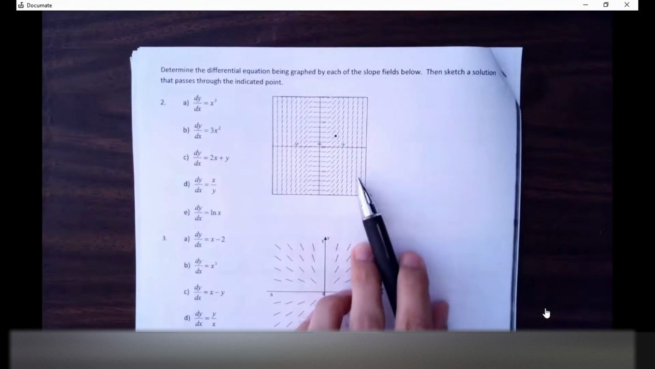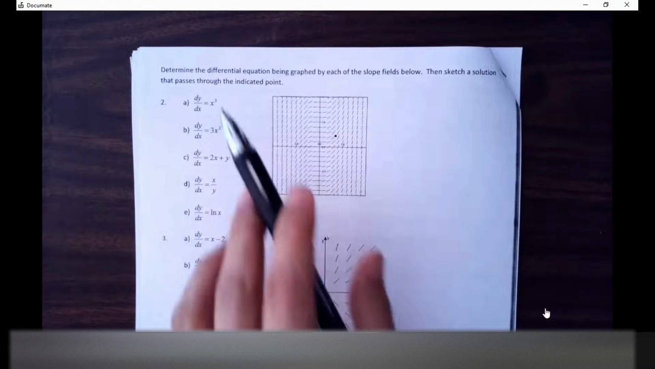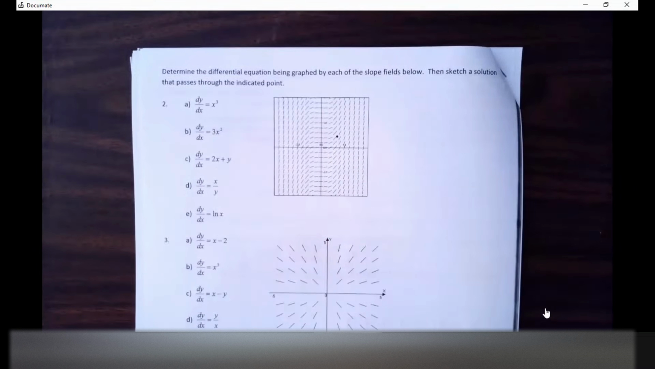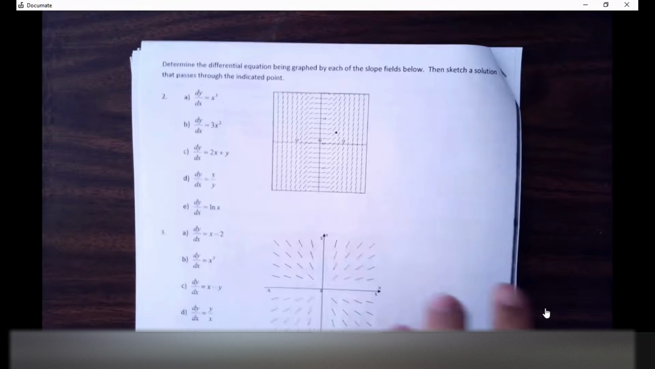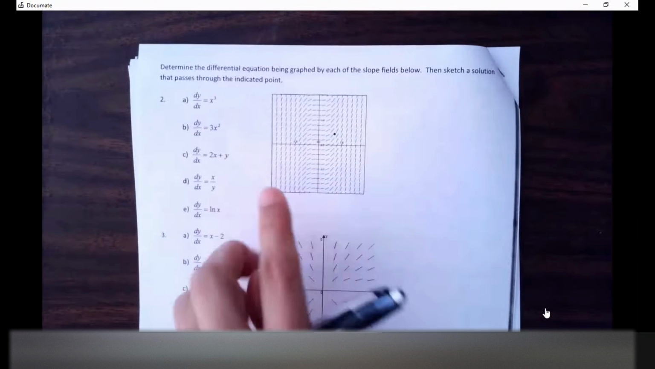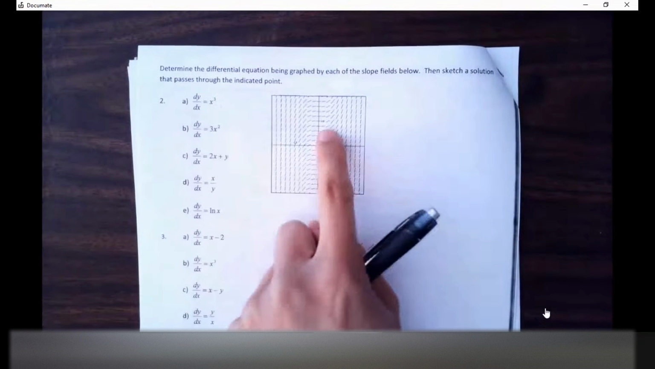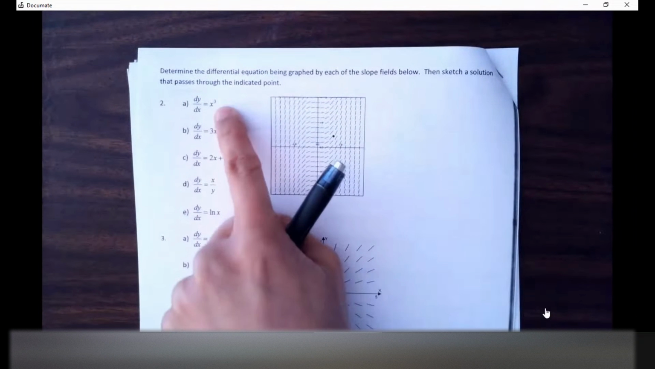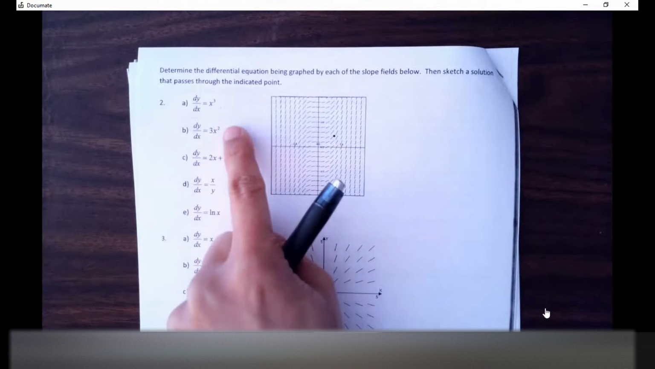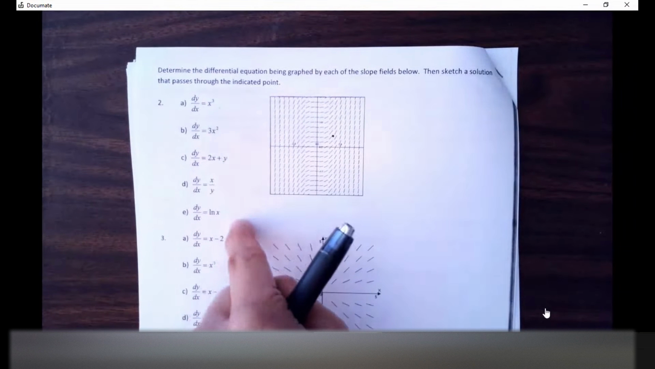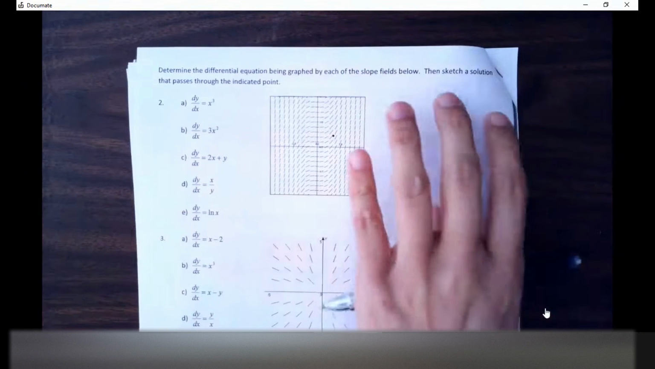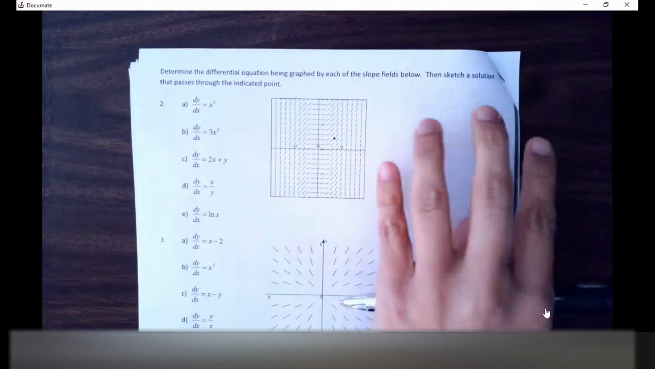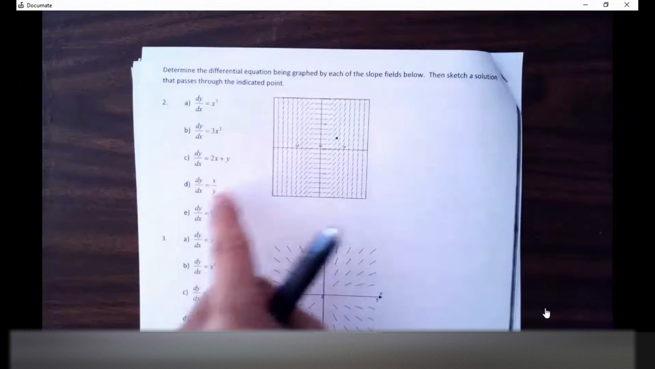So this is a completed slope field. Okay, we're going to determine the differential equation graphed by each of the slope fields below. Then we're going to sketch a solution that passes the indicated point. Now, my strategy for this to make things faster is we're not going to be looking at each individual point. That would just take too long. At least what we want to do to speed up this process is we want to make general observations and then use the general observations to eliminate the wrong choices.